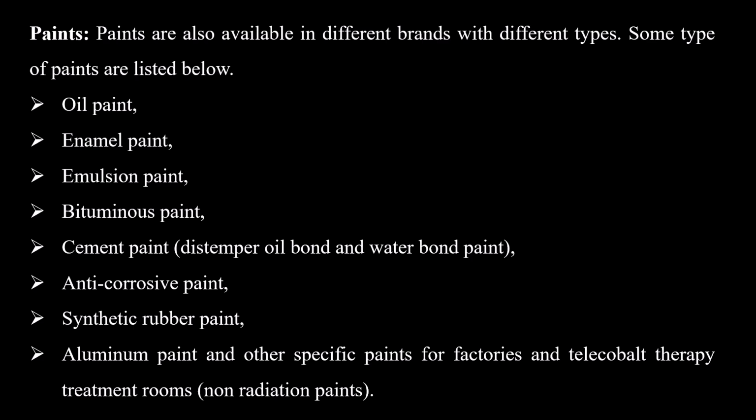Paints. Paints are also available in different brands with different types. Some types of paints are listed below. Oil paint, enamel paint, emulsion paint, bituminous paint, cement paint, that is distemper, oil bond and waterborne paint, anti-corrosive paint, synthetic rubber paint, aluminum paint and other specific paints for factories and telecobalt therapy treatment rooms. Non-radiation paints are also available.